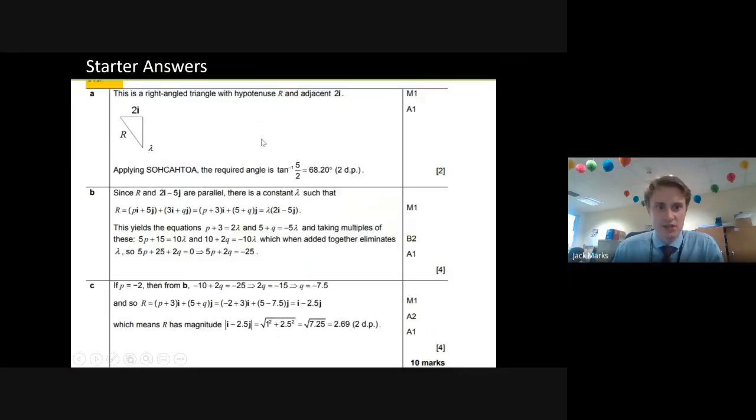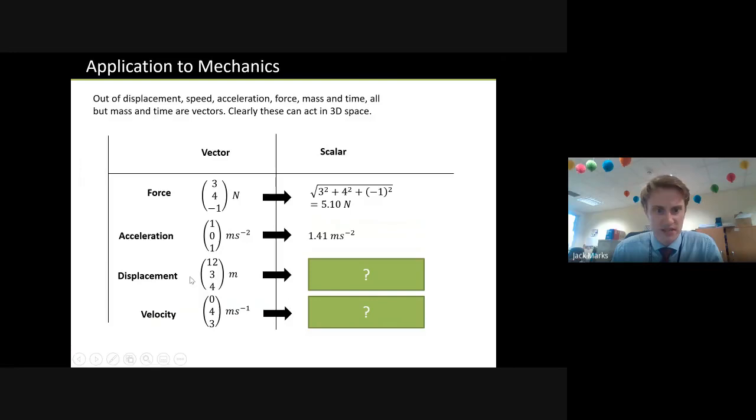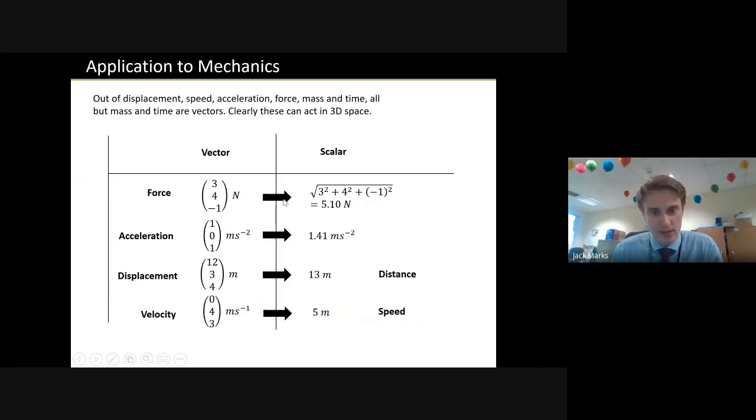The very last section here is a very short section. So it just talks about the idea of vectors, again, with mechanics in 3 dimensions. So remember, you can find the magnitude of a force, magnitude of acceleration, magnitude of displacement, we call that distance, magnitude of velocity, we call that speed.